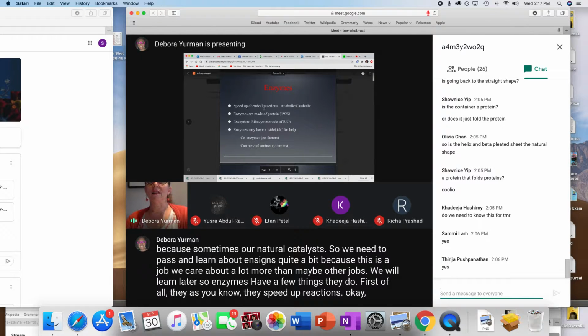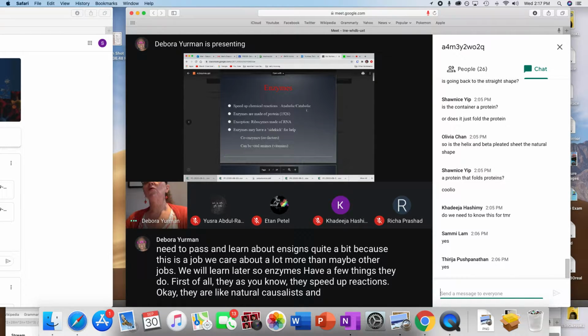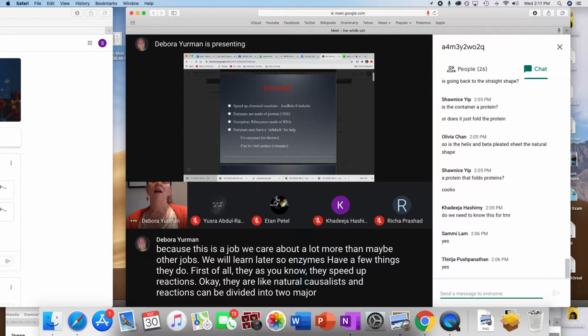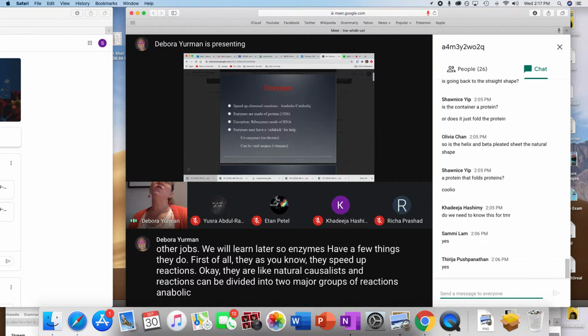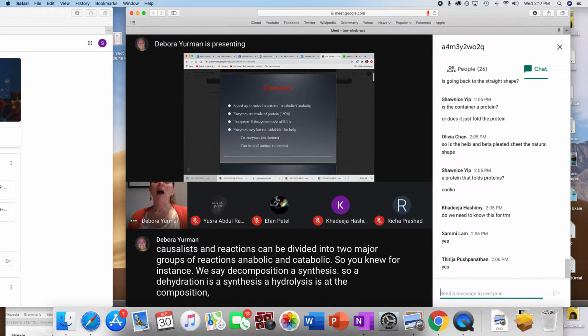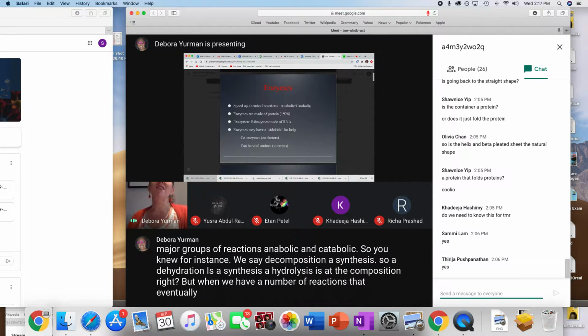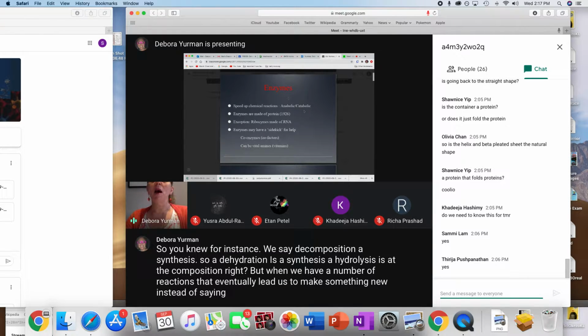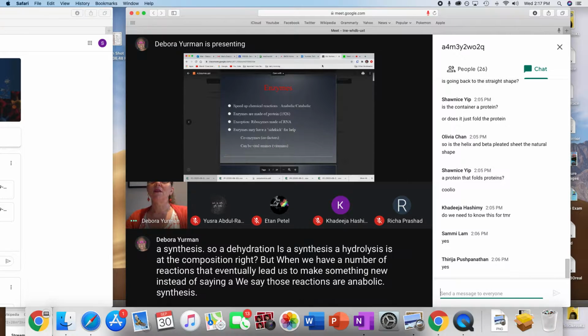They are like natural catalysts, and reactions can be divided into two major groups, anabolic and catabolic. You knew, for instance, we say decomposition or synthesis. A dehydration is a synthesis, hydrolysis is a decomposition, right? But when we have a number of reactions that eventually lead us to make something new, instead of saying a synthesis, we say those reactions are anabolic.